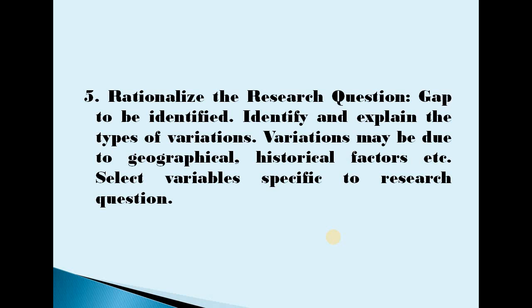Next step is to rationalize the research question. Here you have to find the gap. You have to identify the gap. Identify and explain the types of variations. Variations may be due to geographical, historical factors, etc. And you should also select variables specific to the research question, because overall your research question, your objectives, everything will be related.